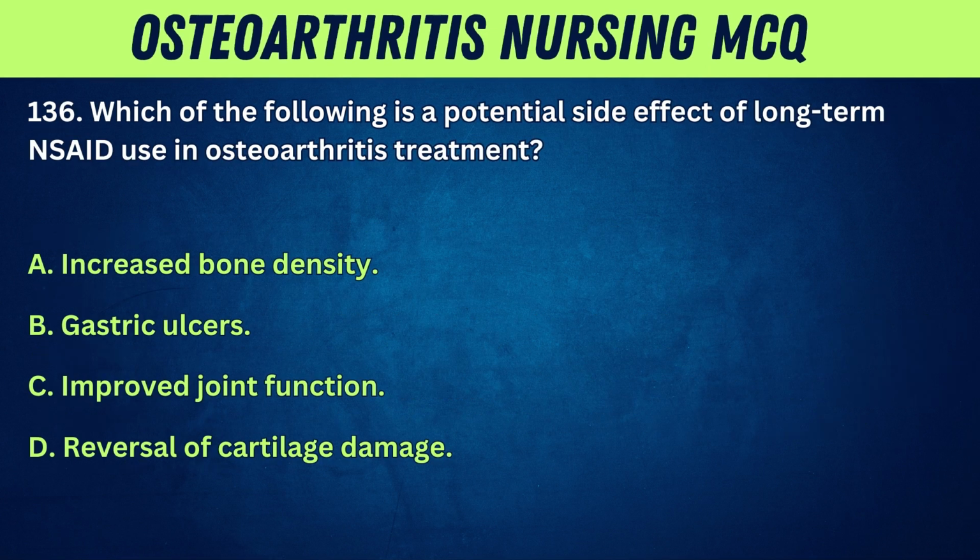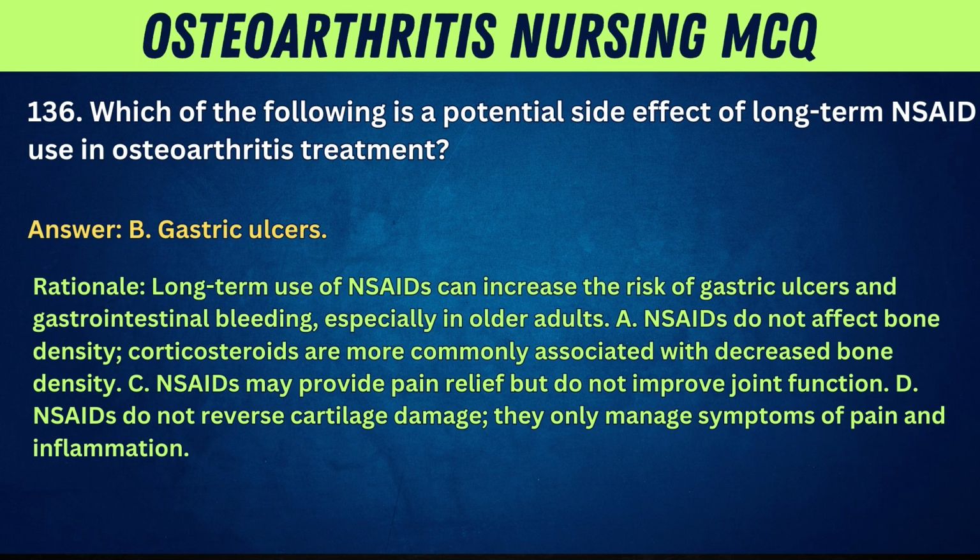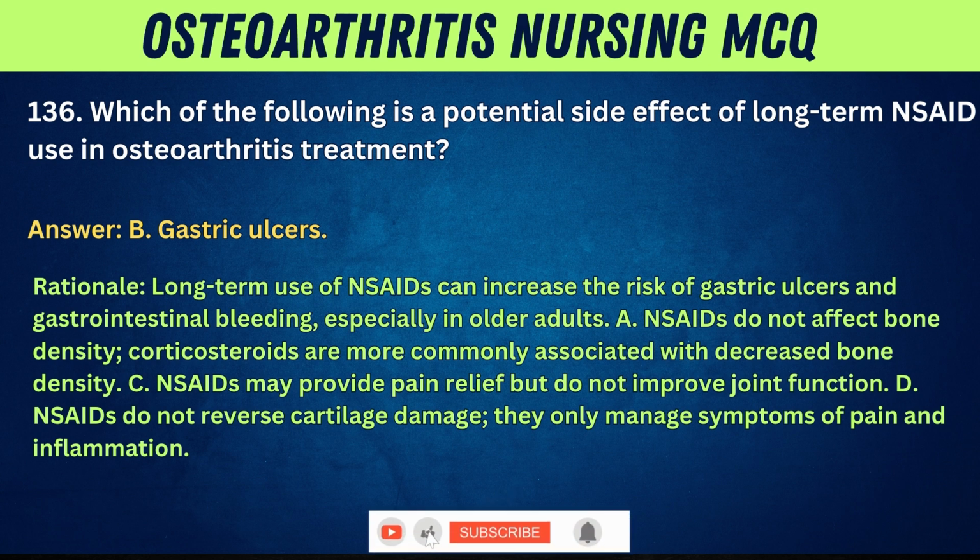136. Which of the following is a potential side effect of long-term NSAID use in osteoarthritis treatment? A. Increased bone density. B. Gastric ulcers. C. Improved joint function. D. Reversal of cartilage damage. Answer: B. Gastric ulcers. Rationale: long-term use of NSAIDs can increase the risk of gastric ulcers and gastrointestinal bleeding, especially in older adults. A. NSAIDs do not affect bone density.